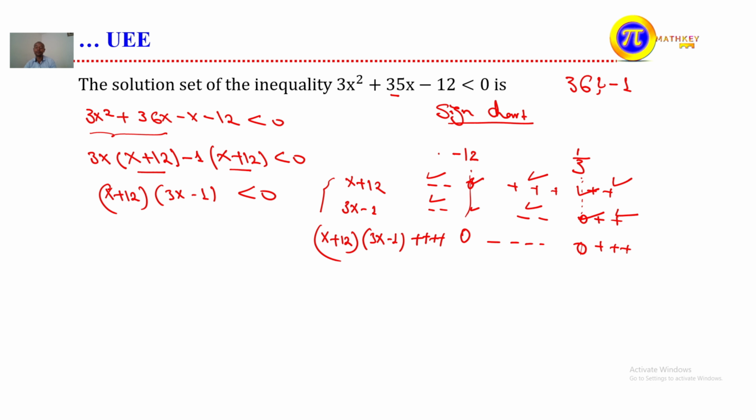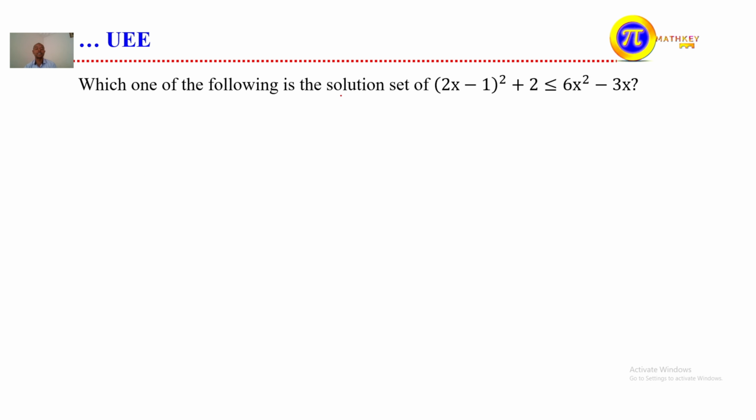What says that it is less than 0? Less than 0 means it must be negative values. So the solution set for this problem is the interval between negative 12 and 1 over 3. So we can solve using the sign chart, or if you want, you can apply cases or a graphical method, which is applying inequality. Here we have.